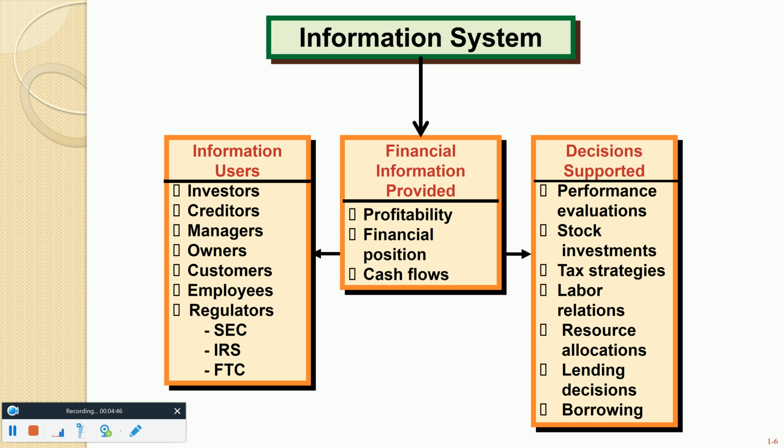Of course, all of these users are looking at profitability. Are they profitable? Are they actually making money? What is the financial position? That's basically assets and liabilities. How does it look? And then, of course, cash flow. We can turn a profit, but we may not have a lot of cash flow. And as the chapters go on, I will explain that in further detail.